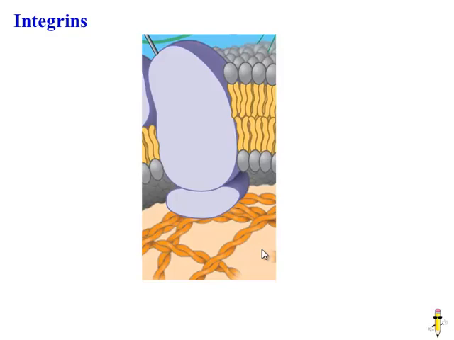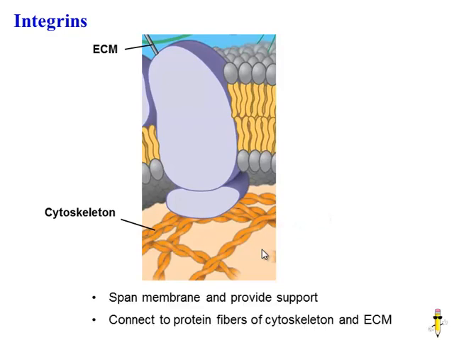And as you can see from this diagram, the integrin spans the entire membrane. So you can see one end of it inside and one end of it outside. And it attaches to the extracellular matrix on the outside and the cytoskeleton on the inside. And that makes it very good at providing support for the cell membrane.